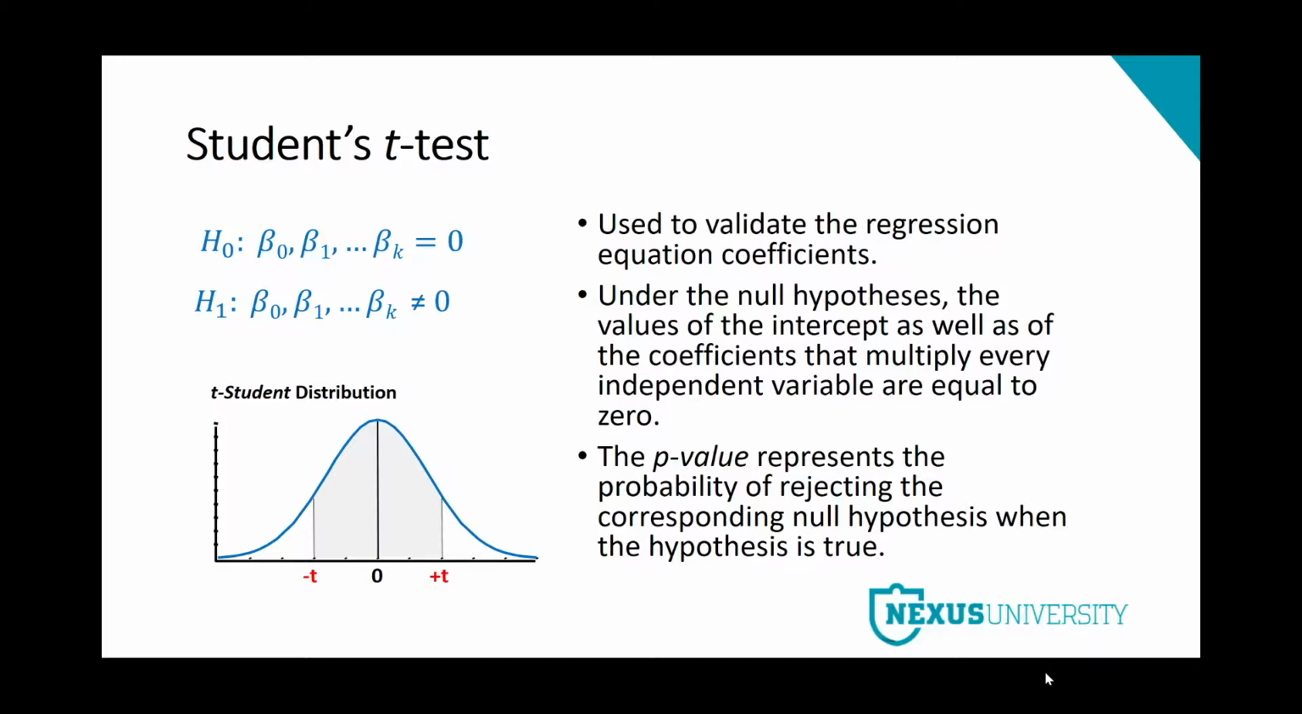To validate the regression equation coefficients, expressed as beta 0, beta 1, and beta k, we use the student's t-test. Under the null hypothesis, the values of the intercept as well as the coefficients that multiply an independent variable are equal to 0, as expressed here. The alternate hypothesis then is that beta 0, beta 1, all the way to beta k are different than 0. The p-values obtained through the analysis represent the probability of rejecting the corresponding null hypothesis when that hypothesis in reality is true.